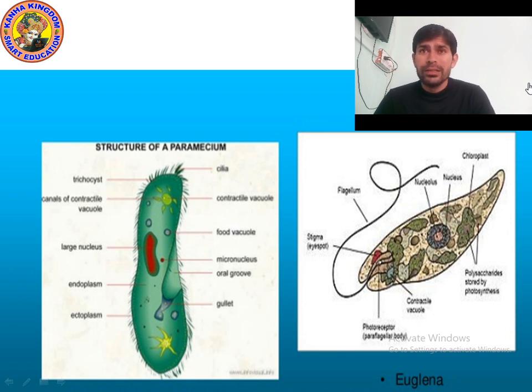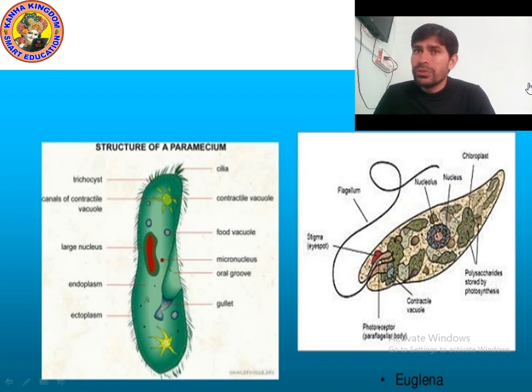Because paramecium is an organism but a single cell, it is completely one cell. So it has a vacuole, which helps to store the food. They also have a food vacuole, and they have endoplasm and a large nucleus.